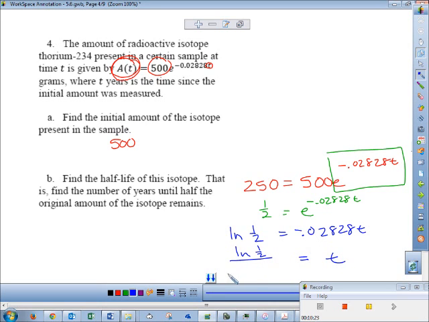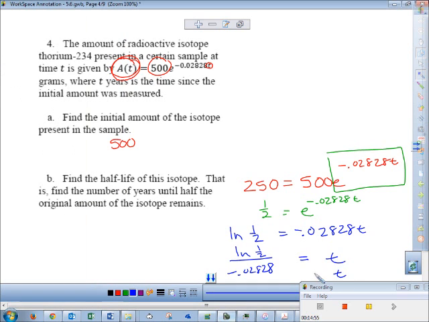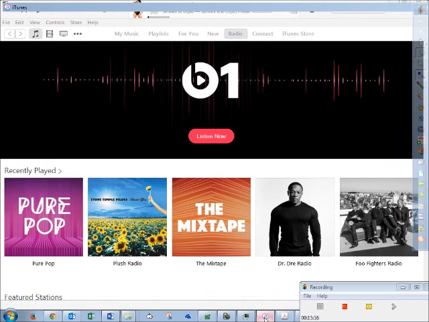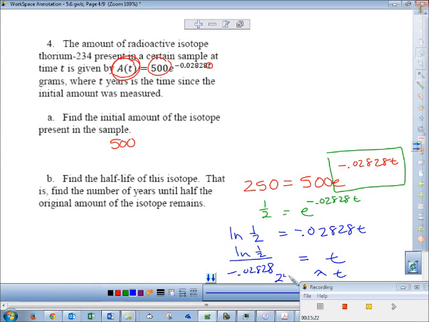So I go to Mr. Calculator, natural log of 1/2, which you can type in as 0.5. Just make sure you close that parenthesis, divided by Mr. Nasty. Oops, that's not the calculator. About 25.5 years. 24.5, thank you. 24.5 years.